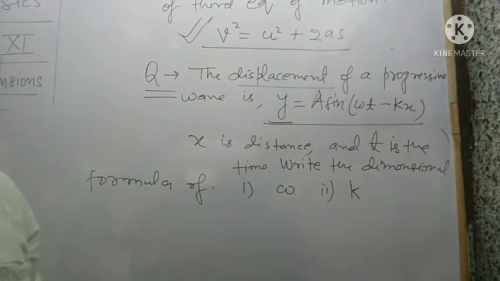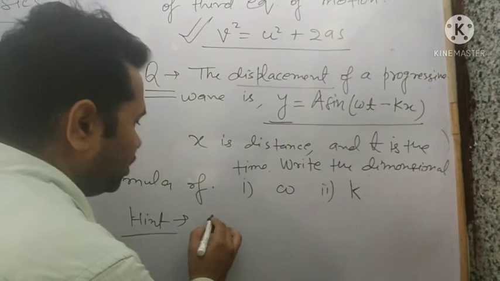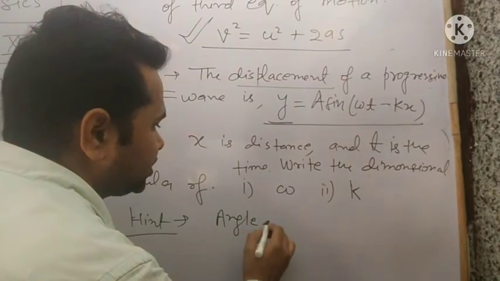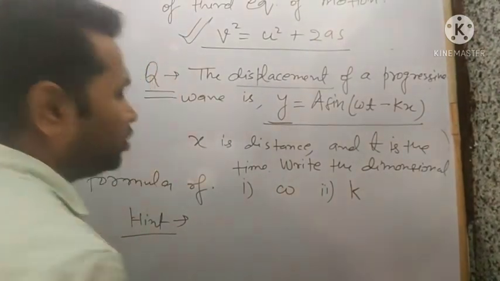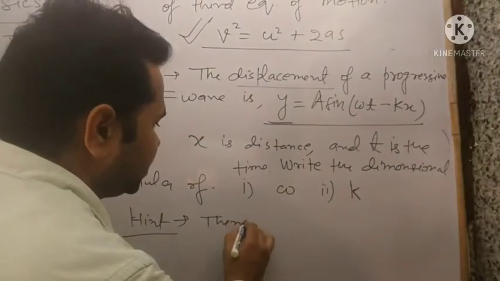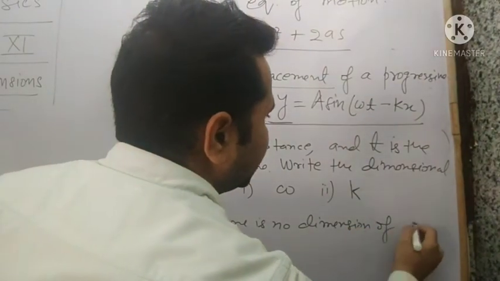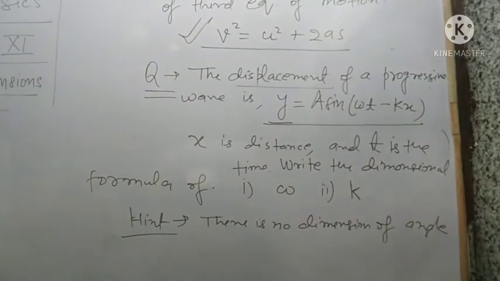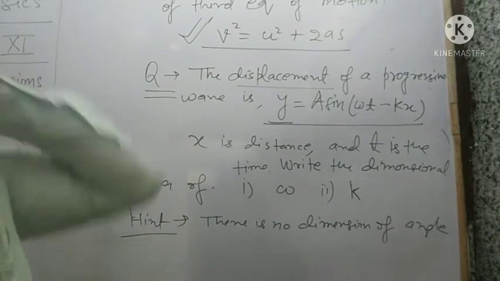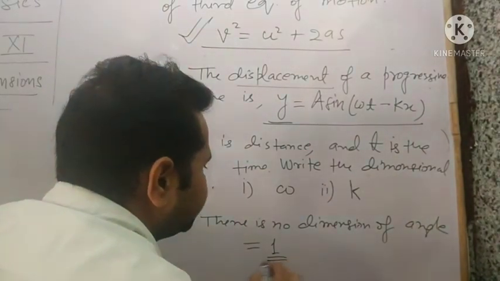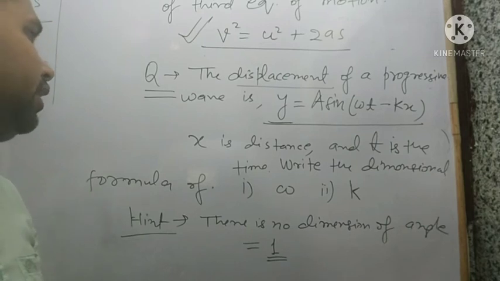ठीक है, हिंट भी मैं आपको कर दे रहा हूँ यहाँ पे। Angle dimension is nothing, या कह दो there is no dimension of angle. एंगल का कोई डायमेंशन नहीं होता, and when we require to show the dimension of angle we just use 1. जब कुछ नहीं निकलेगा तो क्या कह देंगे, वहाँ पे 1 लिख देंगे.